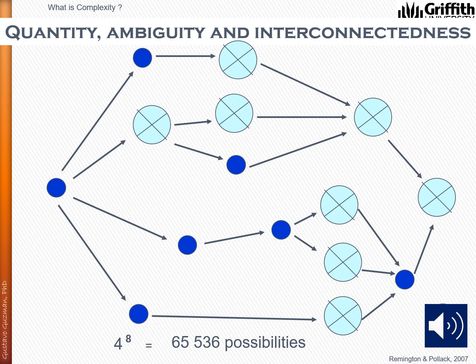And this example is a very clear example of how the quantity of elements of a system and the number of ambiguous elements of that system exponentially increases the complexity of a system.